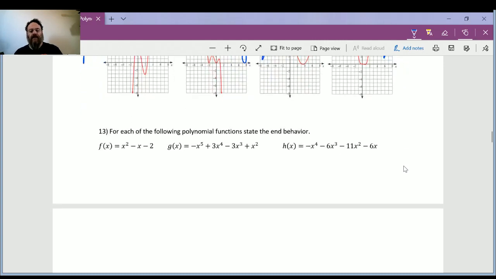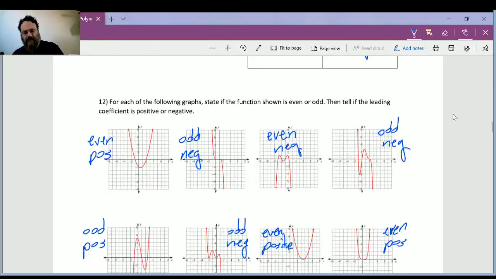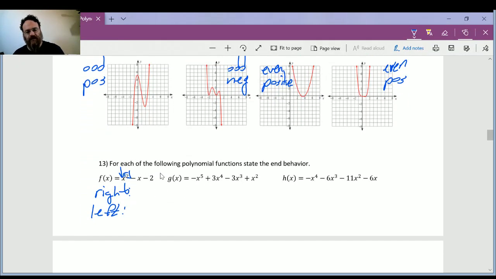Now, if we're talking about looking at the equation, use the same thing. There's a right side and a left side. This one is even, and the leading coefficient is a positive 1. So it's a positive even. If we come back up, positive even, there it is. Here are some other positive even ones right there. So the right side goes up, and the left side goes up.